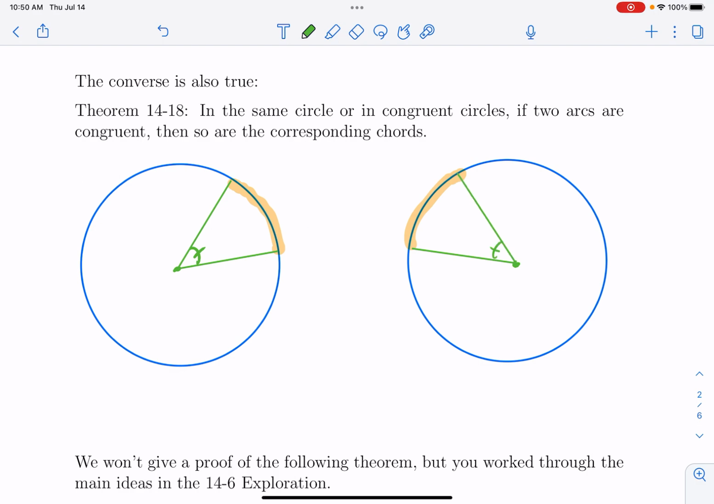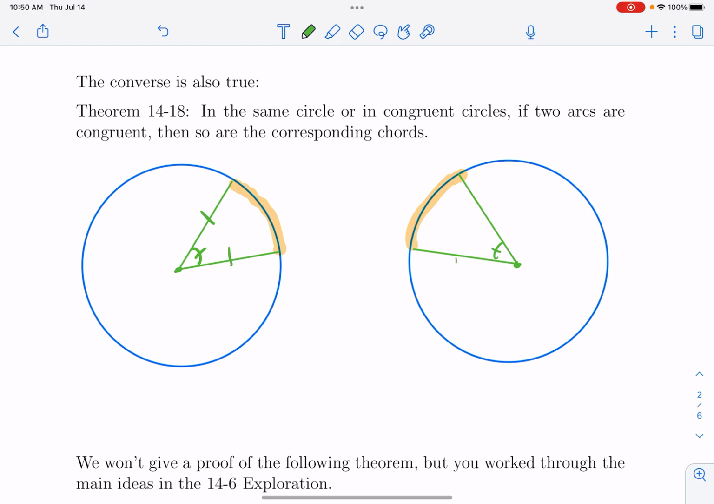We know that the circles are congruent, so all four of these radii are congruent. And now I can create triangles. So if I draw in this segment like so, draw in this segment like so, by SAS, I have congruent triangles. By CPCTC, those chords are congruent. So that's a very quick sketch of the proof, but you see, oh yeah, there are triangles hiding in this. I can use what I already know about congruent triangles.